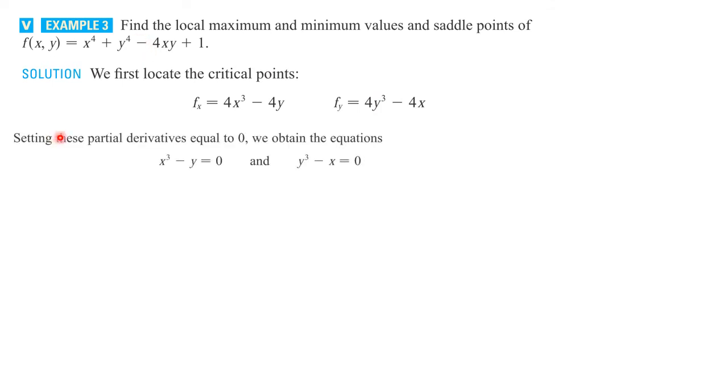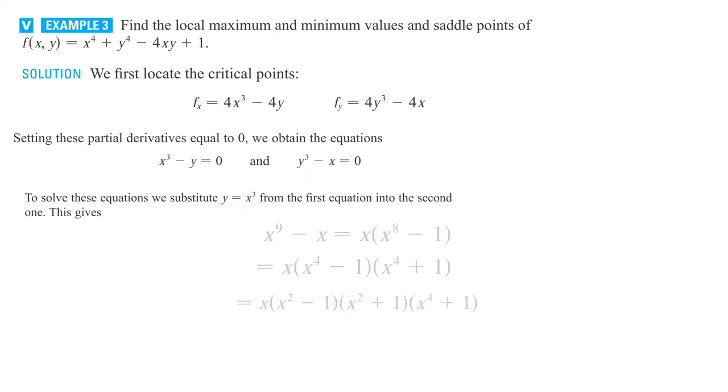Now to find the critical points, we put 4x cube minus 4y is equal to 0 and 4y cube minus 4x is equal to 0. Simplify these two, we will get x cube minus y is equal to 0 and y cube minus x is equal to 0. Now we have two simultaneous equations. We will solve these equations by the method of substitution. From the first equation we have y is equal to x cube. We put this value in the second equation.